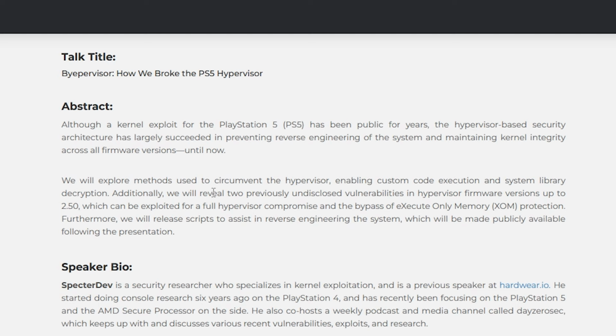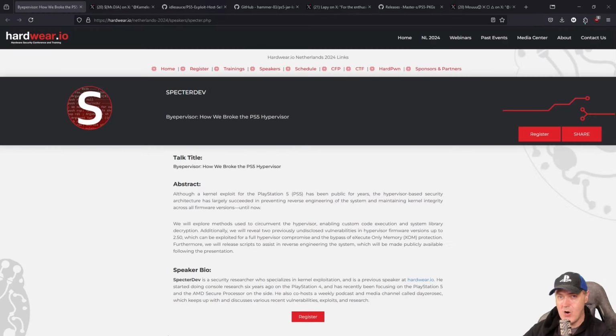Additionally, we will reveal two previously undisclosed vulnerabilities in hypervisor firmware versions up to 2.50, which can be exploited for a full hypervisor compromise and the bypass of execute-only memory protection. Furthermore, we will release scripts to assist in reverse engineering the system, which will be made publicly available following the presentation. Wow. That is a lot to unpack right there.